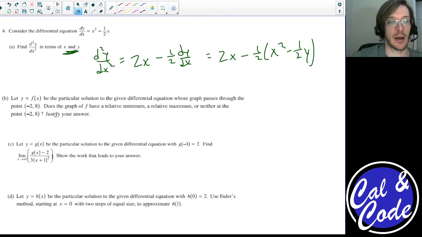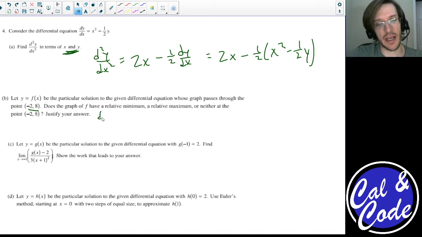Let's get to the second problem. Let this thing be a particular solution whose graph passes through the point 2, 8. Do we have a relative min, a relative max, or neither there? Well, to figure that out, I need to use either the first derivative test or the second derivative test to be able to determine a relative min or a relative max. Those are the two things I have available to me.